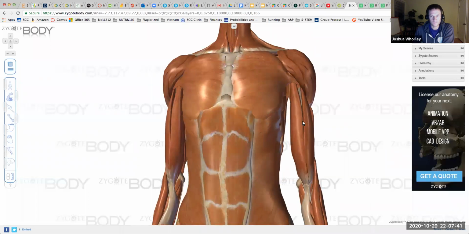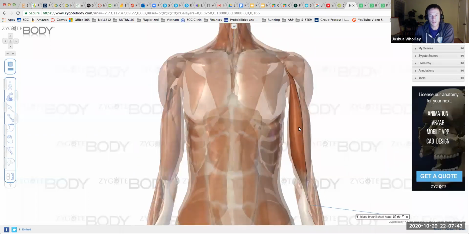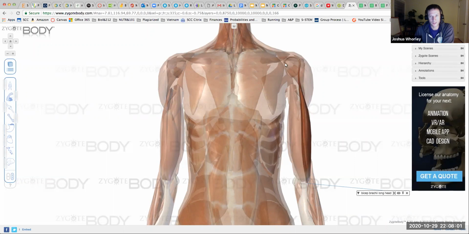Okay, so here is our biceps brachii, probably the most iconic muscle of the arm. There are two pieces to it: the long head and the short head of the biceps brachii. This just refers to how long the tendon is that originates here on either the coracoid process or just above the superior border of the glenoid fossa. Right, so that is our biceps brachii.